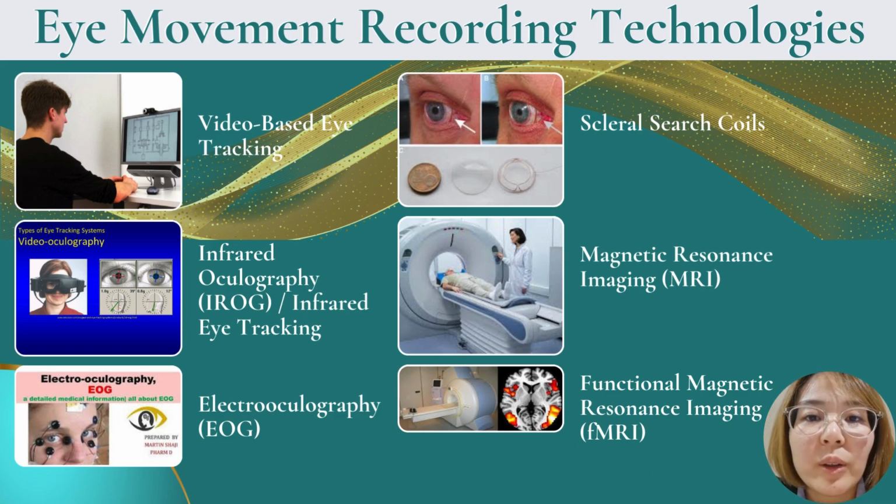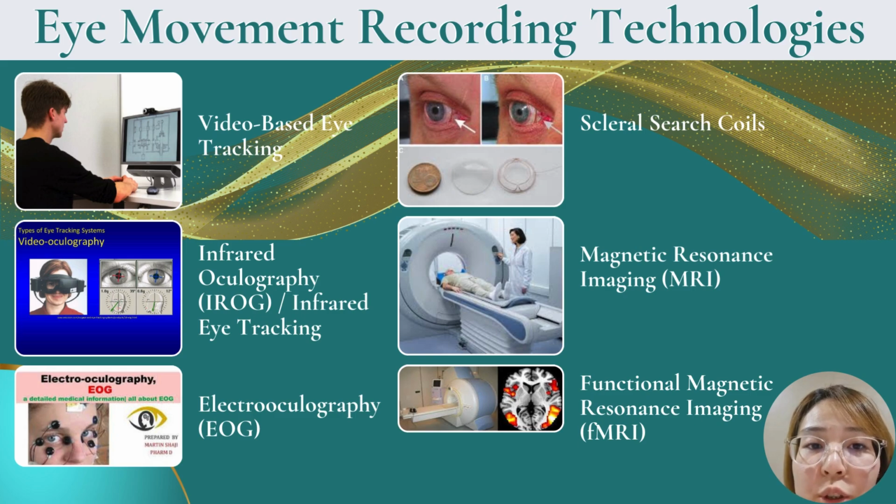Next, infrared oculography, or IROG. Infrared eye tracking uses infrared light to detect eye movements. This works by shining infrared light onto the eyes and tracking the reflections changing as the eye moves. It's very precise and is widely used in virtual reality applications, gaming, and research needing high accuracy.